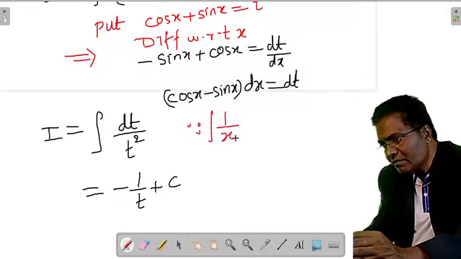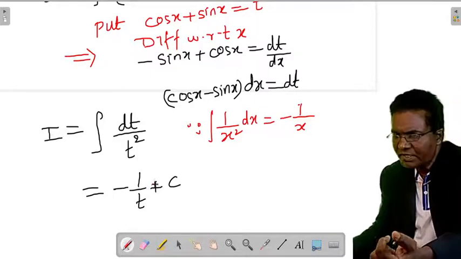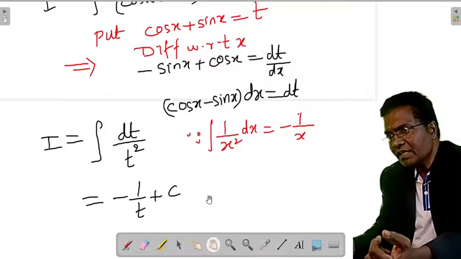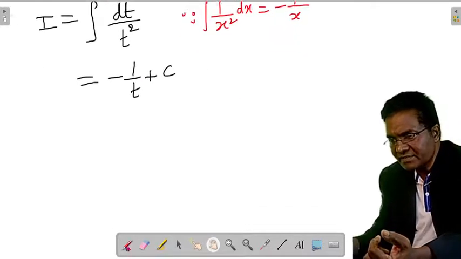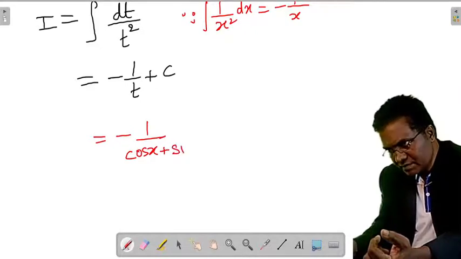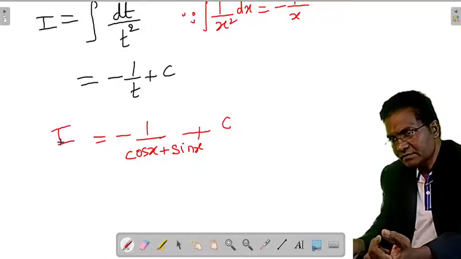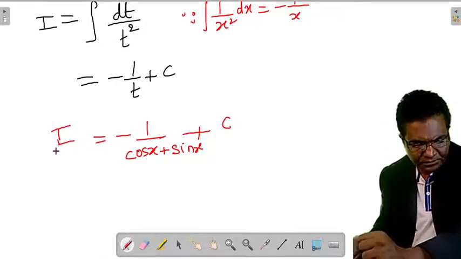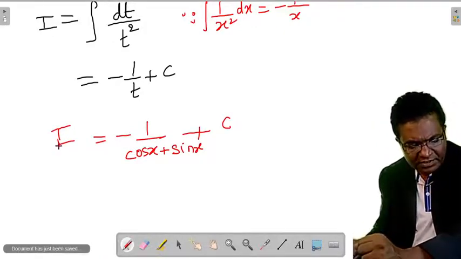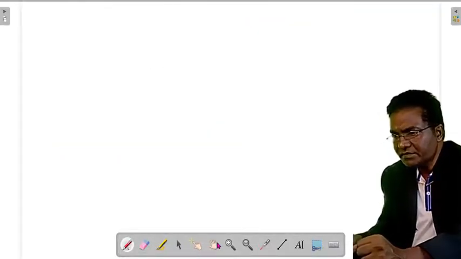Integration of 1 by x square dx is minus 1 by x. In the same way, integration of 1 by t square is minus 1 by t, and your t is cos x plus sin x. So this is minus 1 by cos x plus sin x plus c. So this is your example number 14. Let's have the 15th.